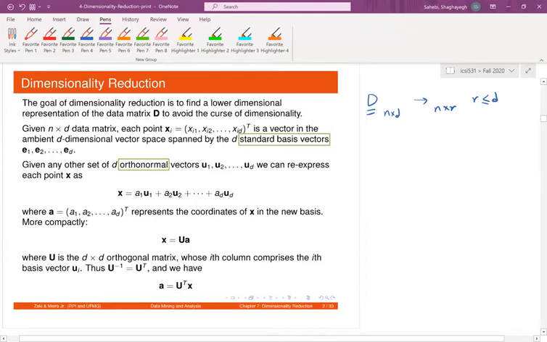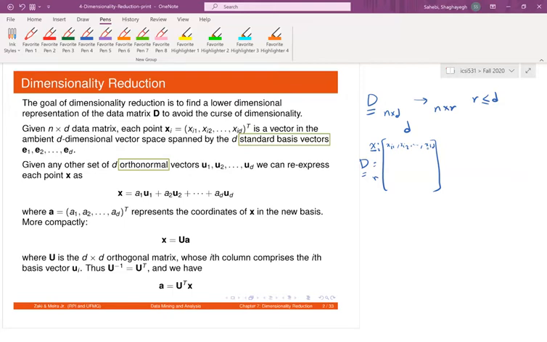Okay. So when we have this D data matrix, what does it look like? We have N data points and D attributes, right? So each of my data points, let's call them xi, is going to be a vector that has values xi1, xi2, etc., xid in it, right? So this is each data point that we have in the original d-dimensional vector space.